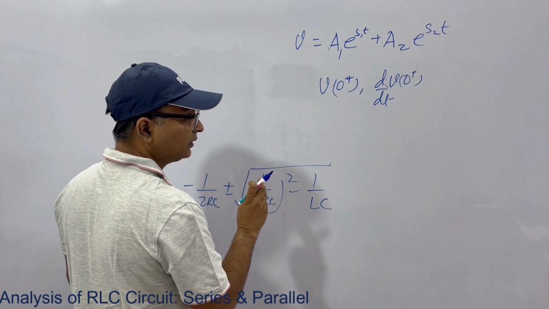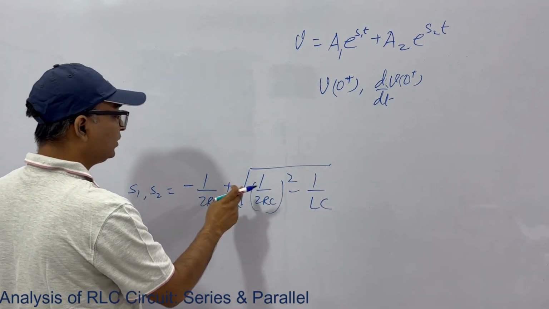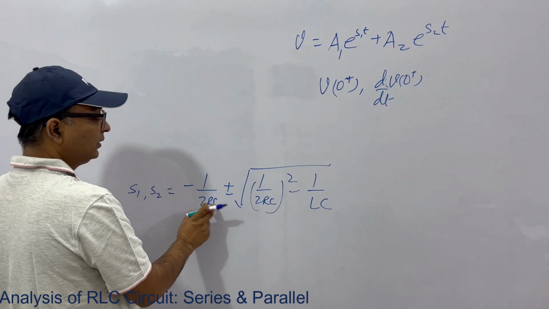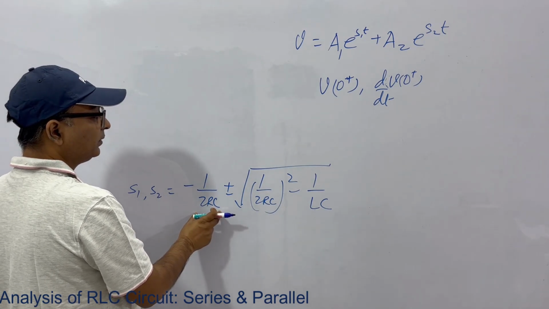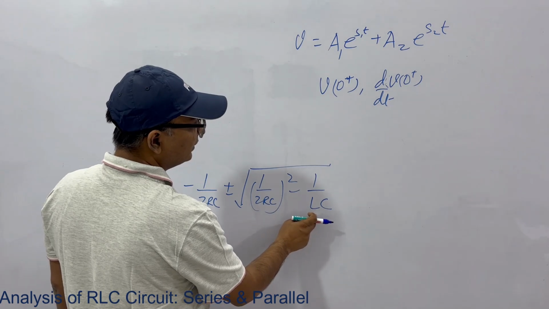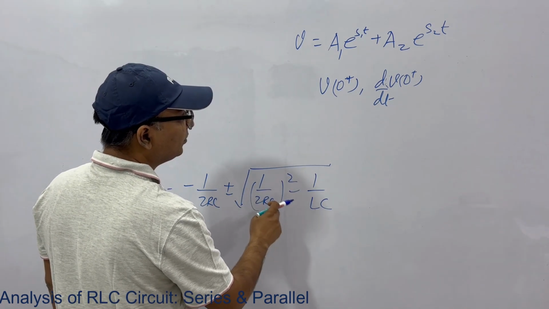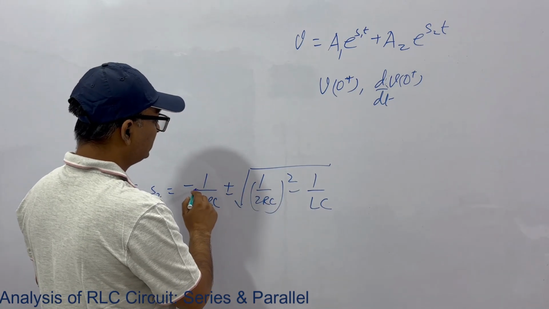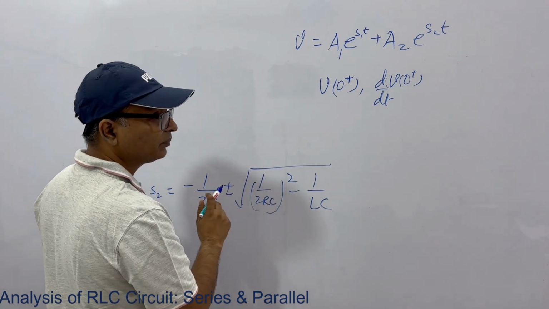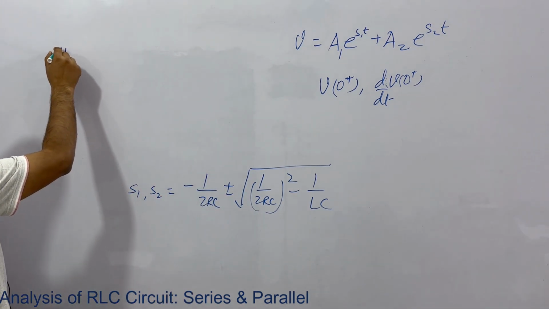This is the second case. In that case, the roots will be the same; both S1 and S2 will be the same. The third case is when this is less than this. Now that is the most important case, where the roots will be complex conjugates. We will have this minus something plus minus j something. So let's see all the three conditions.